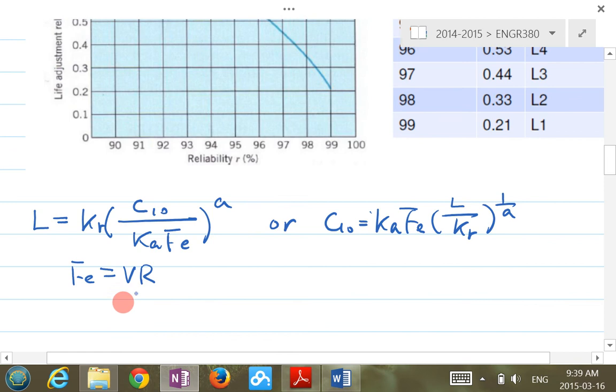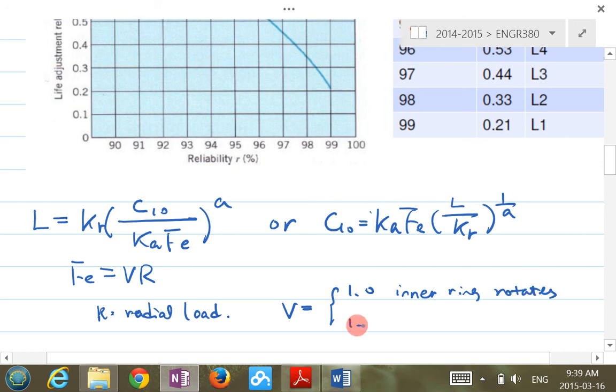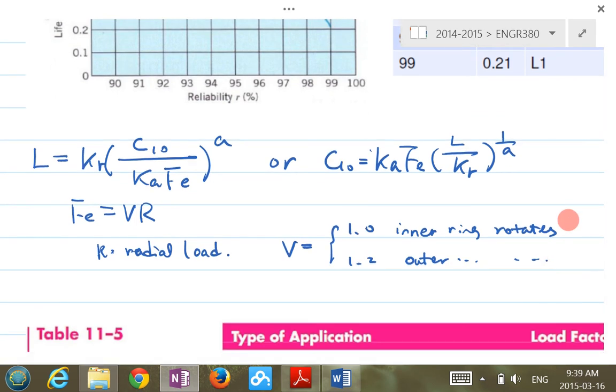Okay, good. So R is the radial load, and V takes two numbers: 1.0 for inner ring rotate, and 1.2 if the outer ring rotates. So basically, if the application is a bearing on a shaft, mostly the inner ring and the shaft rotate at the same time, and the outer ring is fixed, and you take V as 1.0. Otherwise you take V as 1.2. So that's your Fe here.